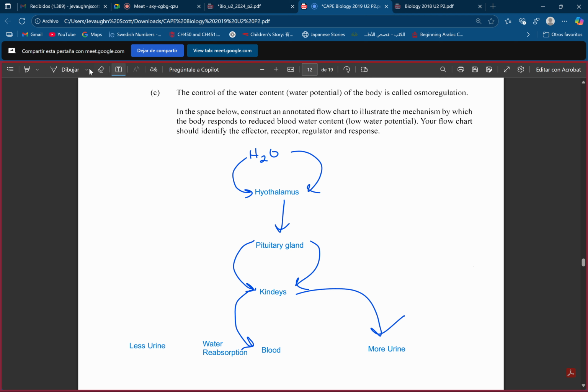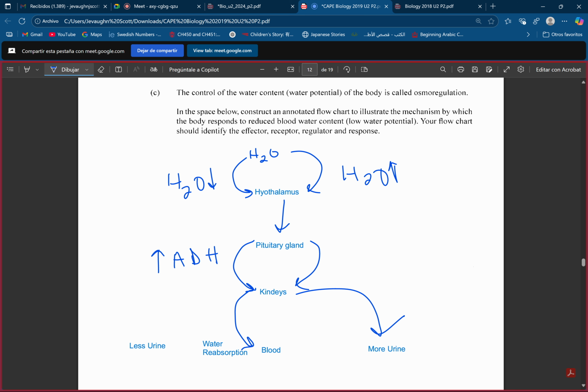Okay, so H2O goes down on this side and H2O goes up on this side. So the amount of water. When the hypothalamus detects a large amount of water in the body, looking at low blood glucose levels, it's going to be detected by the hypothalamus, which will then trigger the pituitary gland to increase antidiuretic hormone, which is ADH.